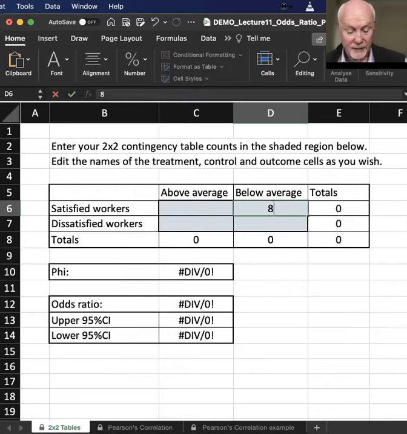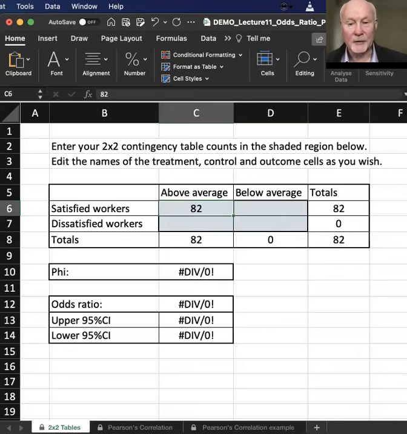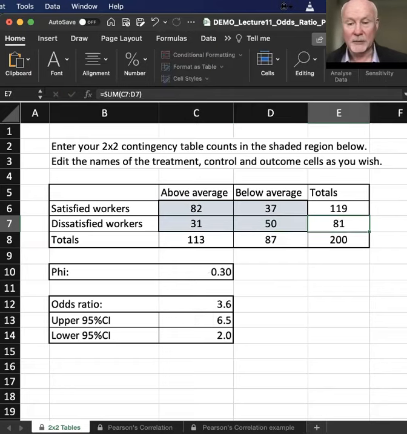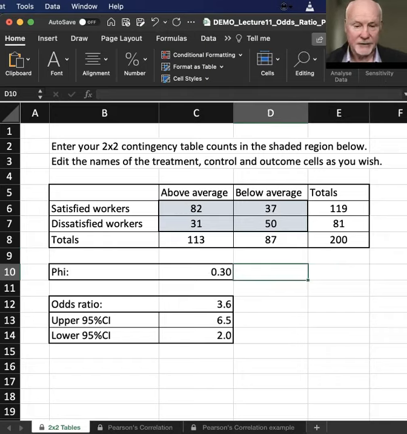So we had 82 satisfied workers who were above average, and we had 37 satisfied workers who were below average, and we had 31 dissatisfied workers who were above average performers, and 50 dissatisfied workers who were below average performers. And the calculations are now done.